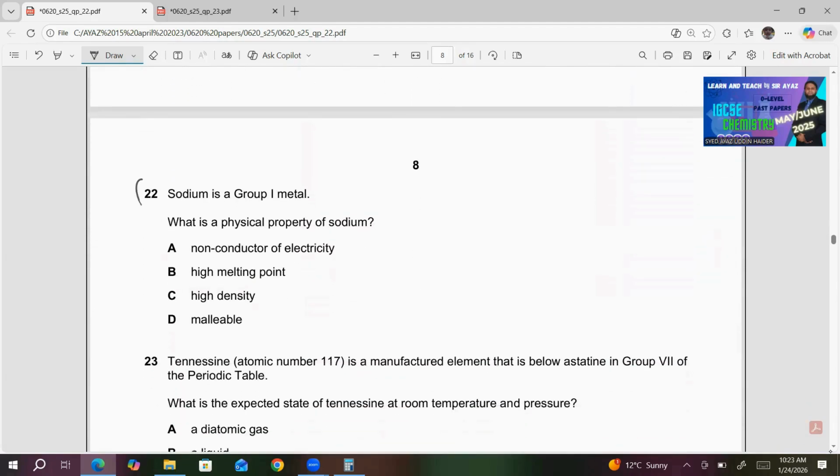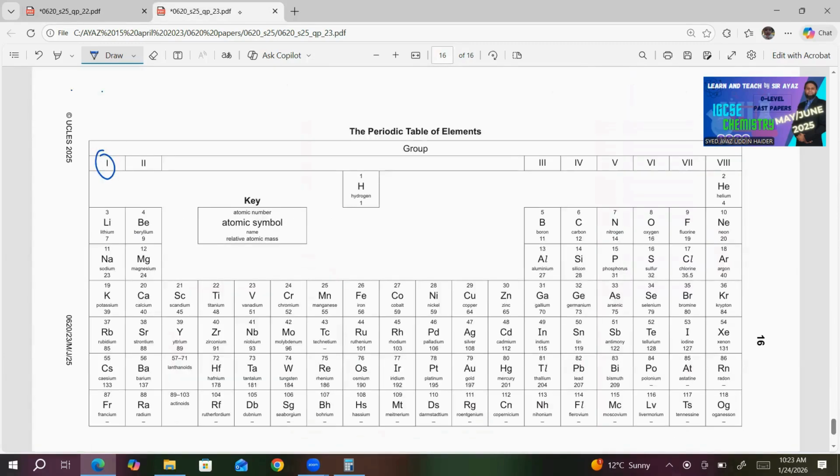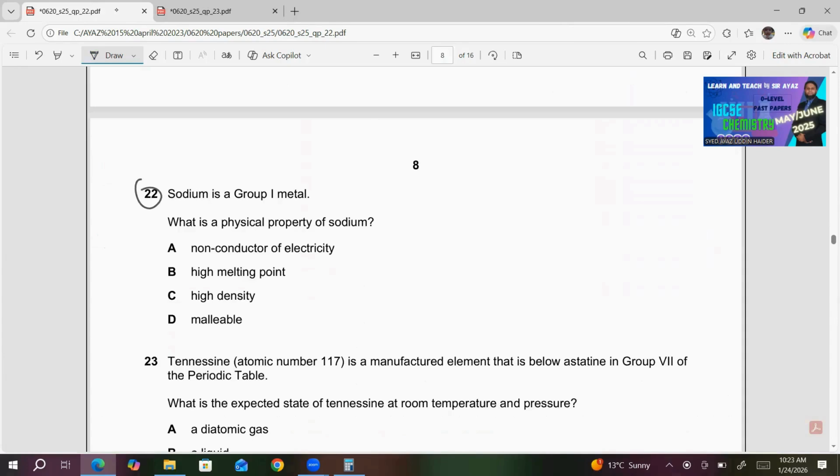Number 22. Sodium is a group 1 metal. What is the physical property of sodium? Where is sodium? Here's group 1 and here is sodium. Group 1, we know that they are good conductors of electricity. They have low melting point, low density, malleable, ductile, and shiny. So these are some basic properties of group 1 metals. Also, they all are soft metals. So what is the physical property?